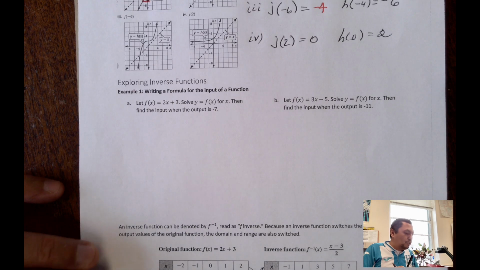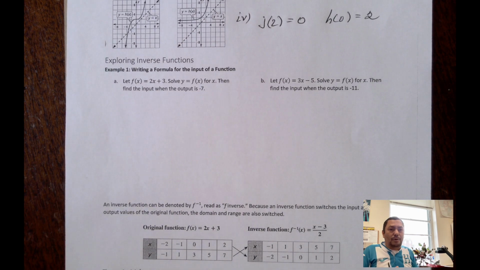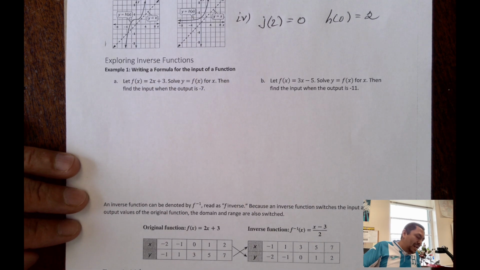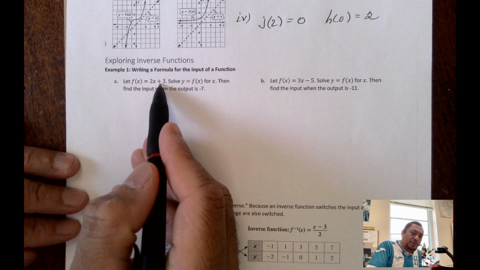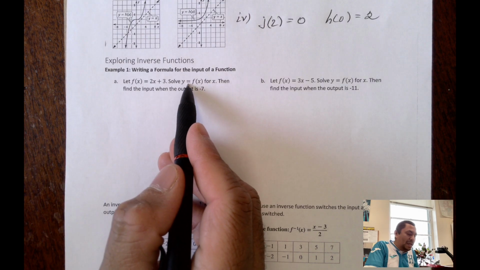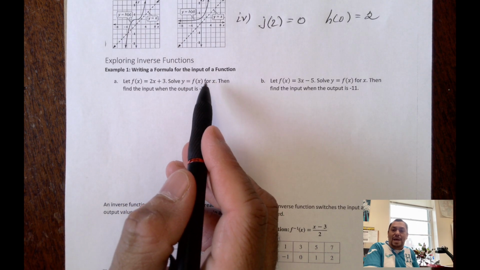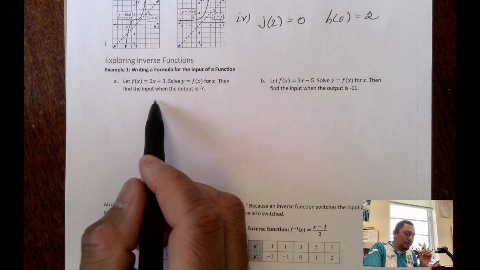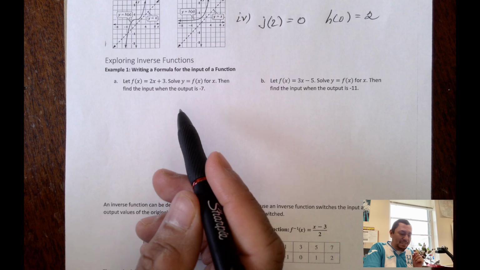Okay, so we're going to start exploring inverse functions. I'm going to write a formula for the input of a function. So let f(x) equal 2x plus 3. Solve y equals f(x) for x. Then find the input when the output is -7.